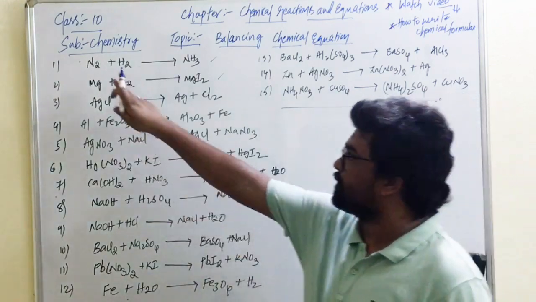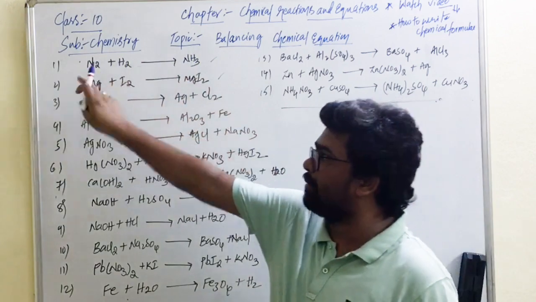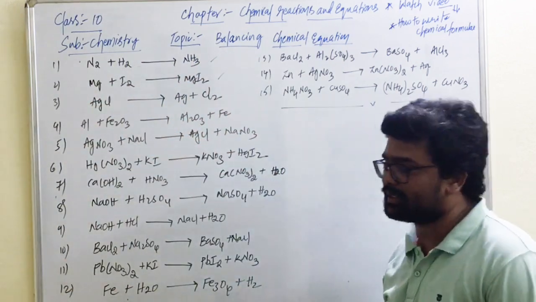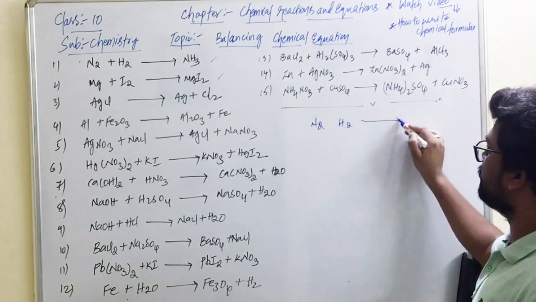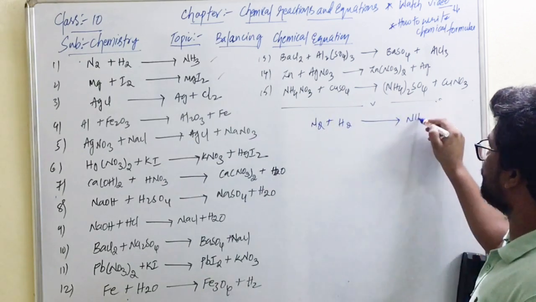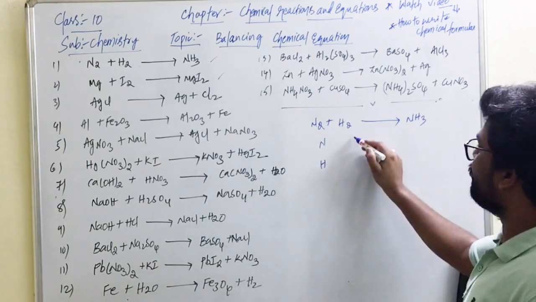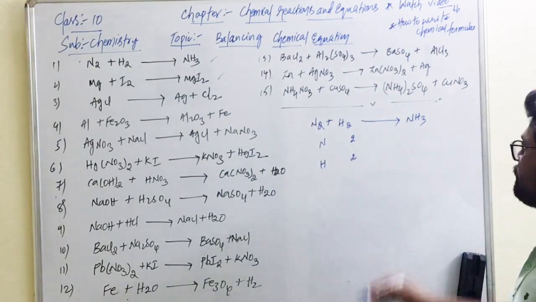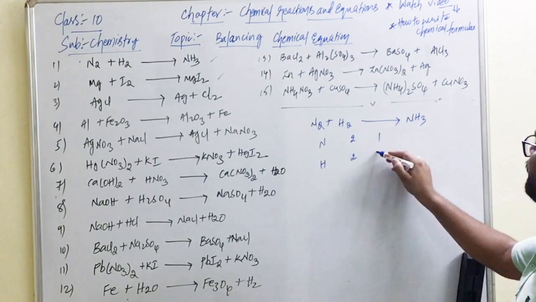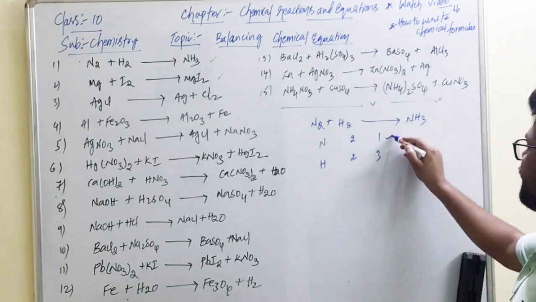Okay, first equation, N2 plus H2 gives rise to NH3. It is an unbalanced chemical equation, we have to balance it. Let's take nitrogen plus hydrogen gives rise to NH3. Number of atoms of nitrogen are 2 and hydrogen are 2 on the left hand side, 1 nitrogen on the right hand side and 3 hydrogens. So it's an unbalanced equation. Let us balance first with nitrogens.